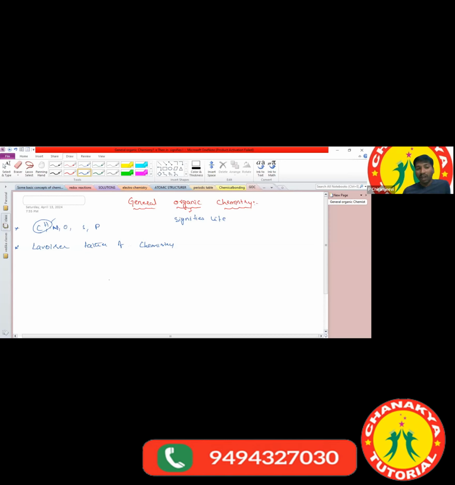Sir, what are the examples of organic compounds here? Glucose, fructose, mannose, proteins, amino acids, and nucleic acids. All these are examples of organic compounds. The compounds which contain carbon and hydrogen, along with one or more other elements, are called organic compounds. This is the first scientist's definition.